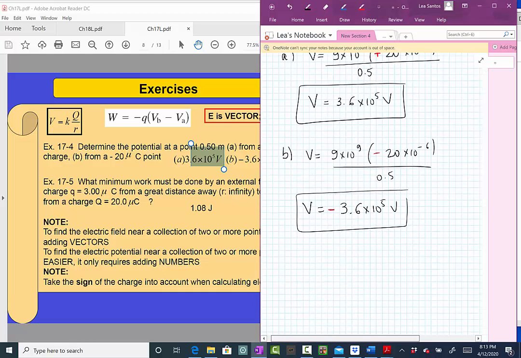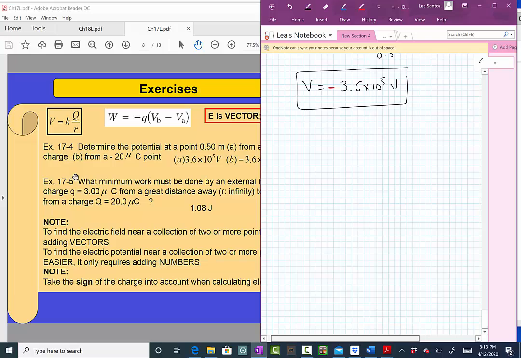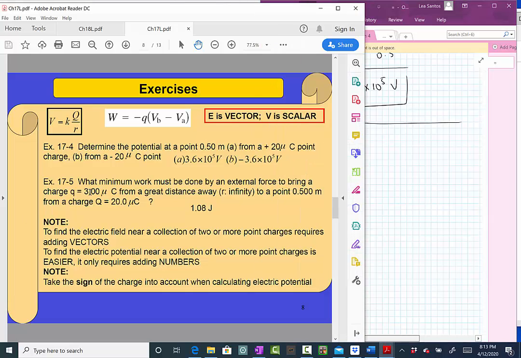But the problem here, this 17.4, was very simple. Let's go to the next problem, 17.5. And now in this problem, we are talking about the question of the promised work. So what is the question?